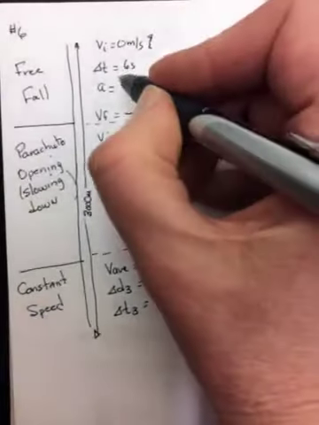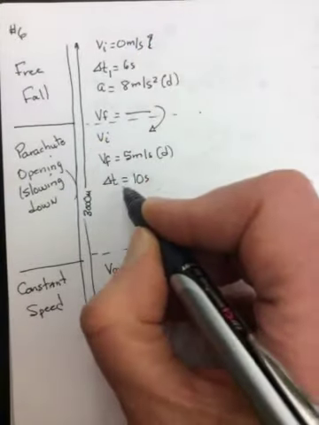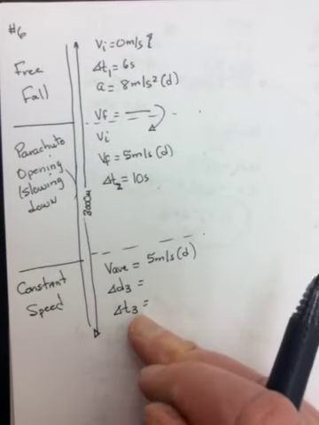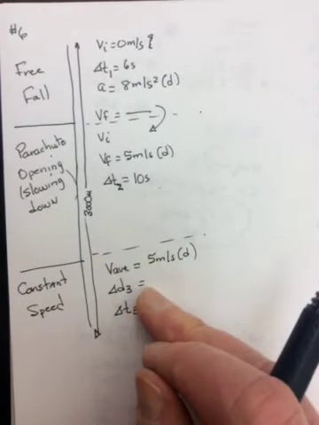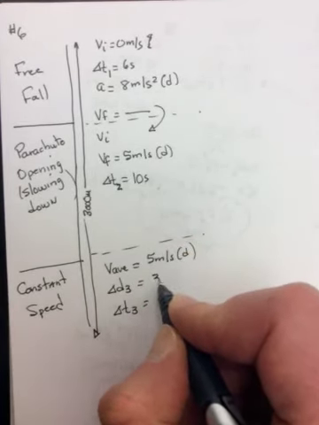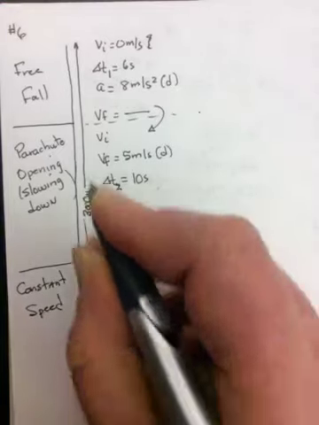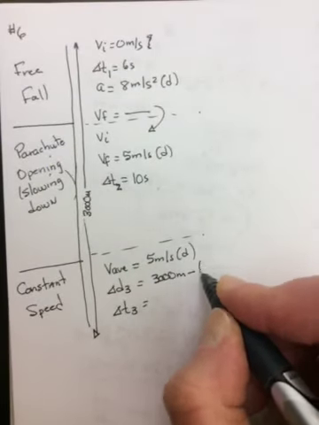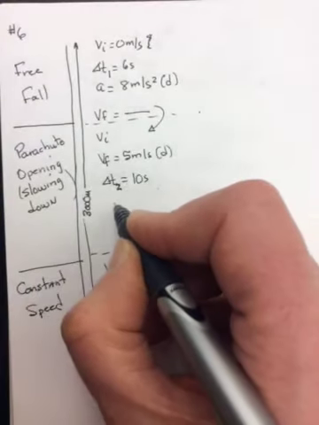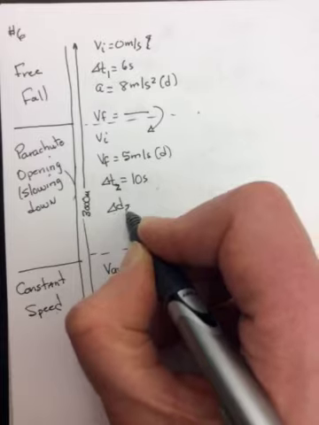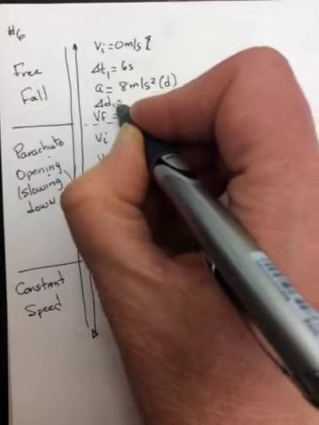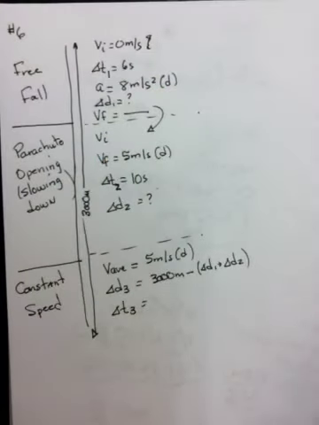So you need the time for each section. We have delta T1, we have delta T2, so really all we need to find is delta T3. But to get delta T3, we need delta D3. We need the distance of this section. And the distance of this section will be 3,000 meters, the whole distance, minus delta D1 plus delta D2. So really, up here we need to find delta D2, and we need to find delta D1. And then once we have those, we can solve.